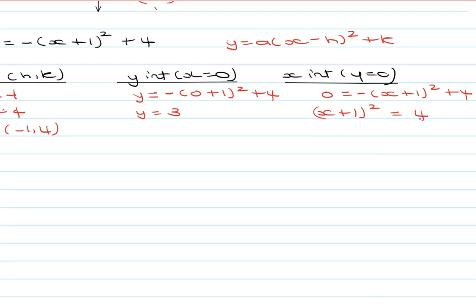Then I'm going to square root both sides. Remember, when I square root, I get two answers. So on the left, I'm left with x plus 1, and on the right, I'm left with plus or minus 2, because the square root of 4 is plus or minus 2. That leaves me with either x plus 1 equals 2, or x plus 1 equals minus 2, and of course solving each of those gives me x equals 2 take away 1, which is 1, or x equals minus 2 minus 1, which is minus 3. So our two x-intercepts are at 1 and minus 3.